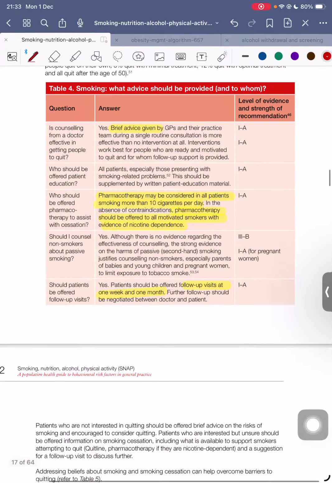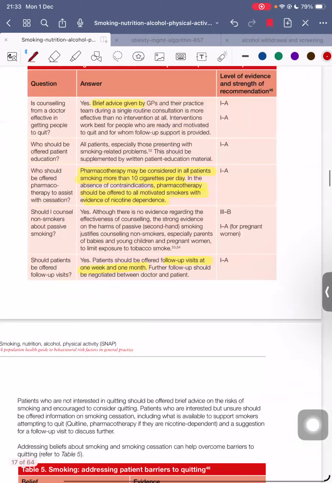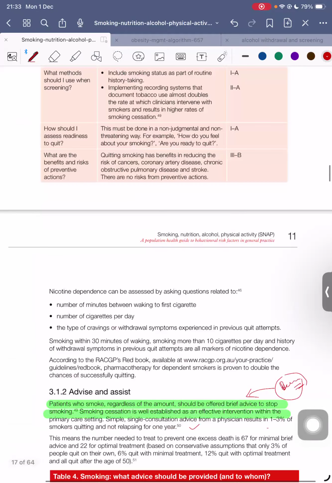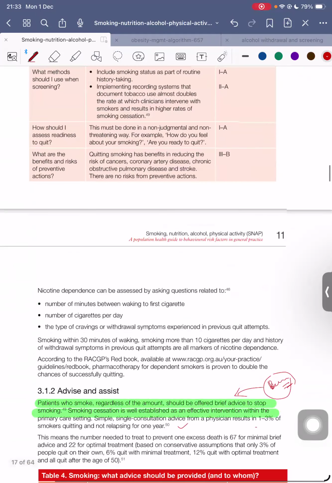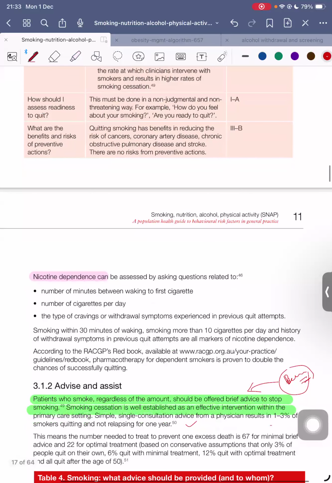Okay, so here. And you have to remember one more thing, okay? And you have to remember this one. You have to check the patient's nicotine dependence. How do we check the patient's nicotine dependence? Okay, you have to check these three.